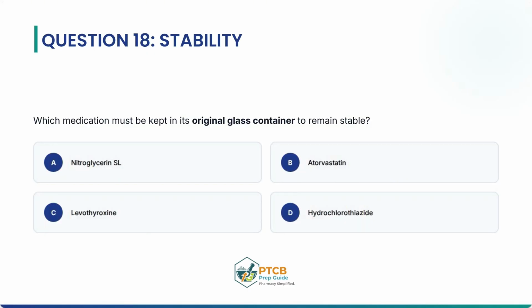Which of these medications must be kept in its original, unopened glass container to ensure it stays stable? Option A, nitroglycerin sublingual. Option B, atorvastatin. Option C, levothyroxine. Or option D, hydrochlorothiazide.